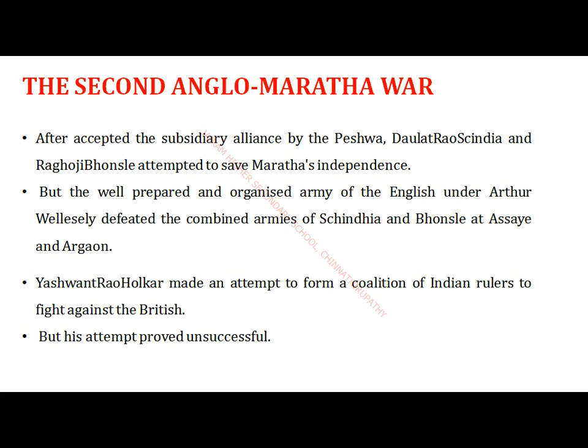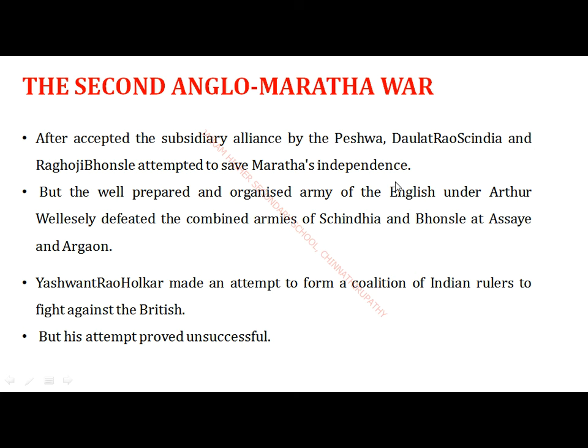What is the meaning of subsidiary alliance? Take note of this, children, these are extra points for you. A subsidiary alliance in South Asian history describes a tributary alliance between a native state and either French India or later the British East India Company. We can take it so, okay, children. That is called a subsidiary alliance by the Peshwa.